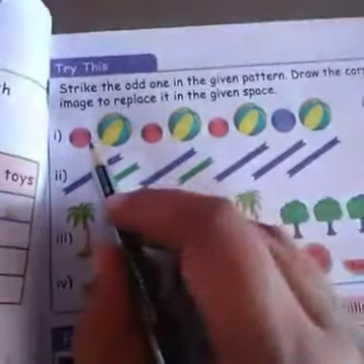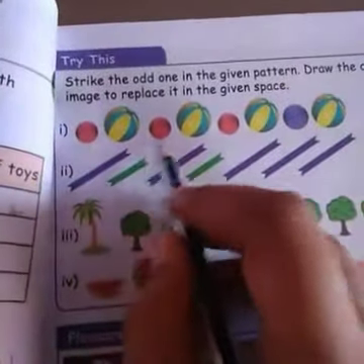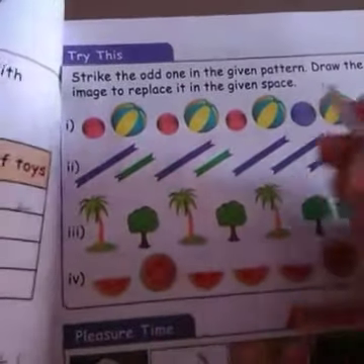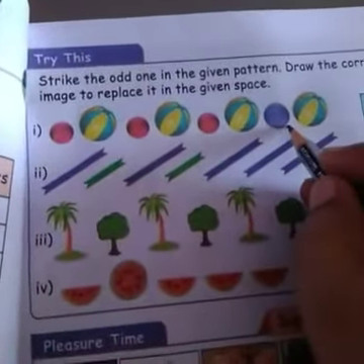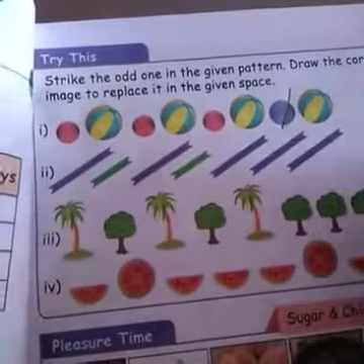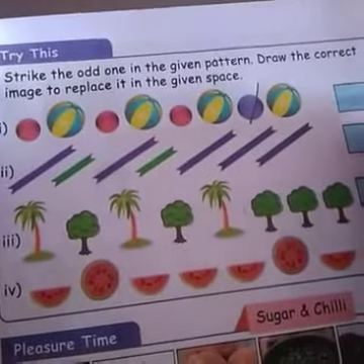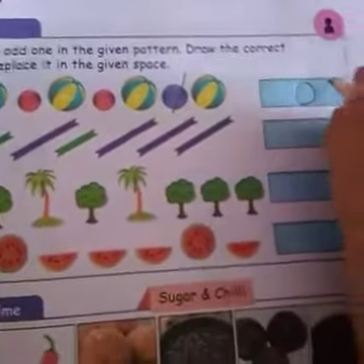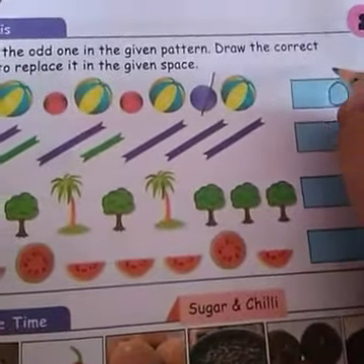Okay, here we see the pattern. Small red ball, big ball, small red ball, big ball, small red ball and big ball. Then what is the next one? Small red ball. So strike this one and draw the small ball and color it. Okay, draw the small ball and color it red color.